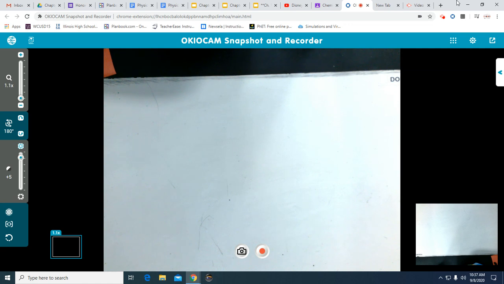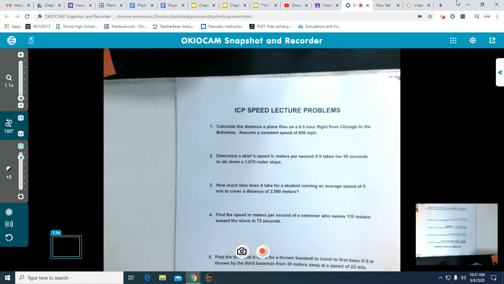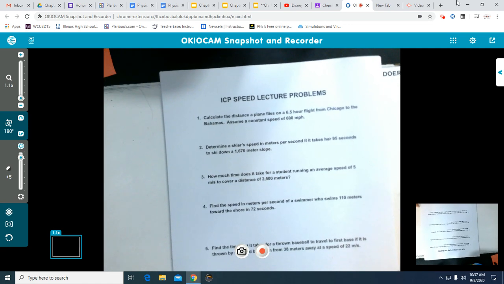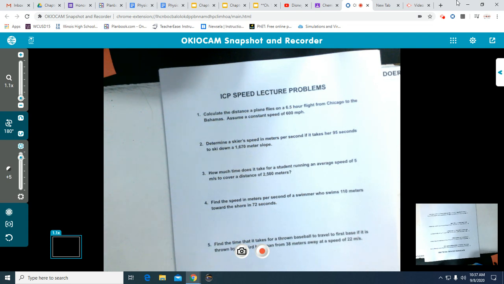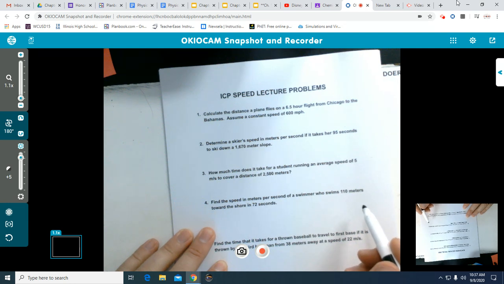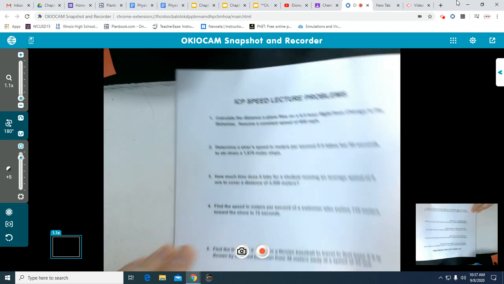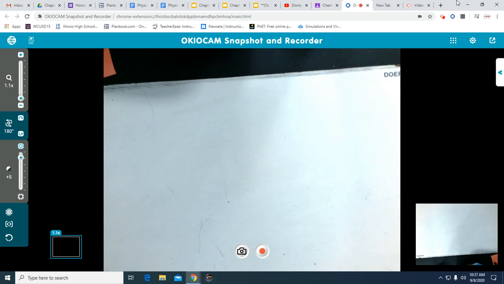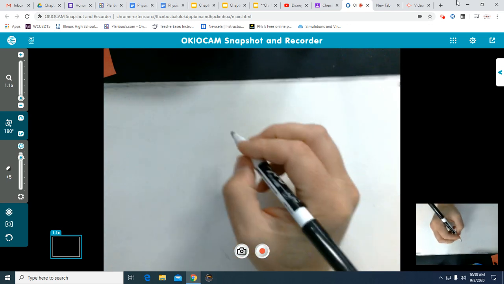All right, just a couple more here, folks, and then I'm going to let you loose on your homework. Number 4, find the speed in meters per second of a swimmer who swims 110 meters towards the shore in 72 seconds.